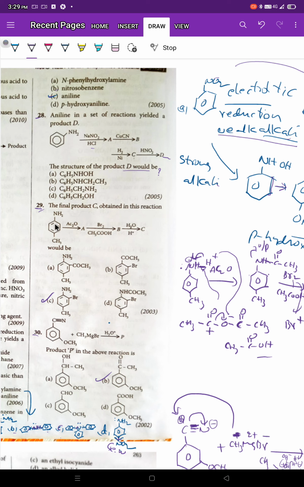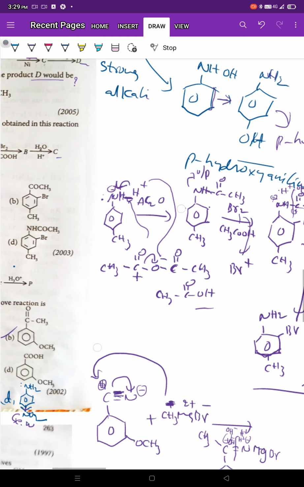This is the reactant. I think the product is para-methylaniline on acetylation. Acetylation means reaction with acetic anhydride gives A, and on reaction with Br2 in acetic acid you can get B. On acid hydrolysis product C is obtained. How do we get the product? So let us focus on question number 29.